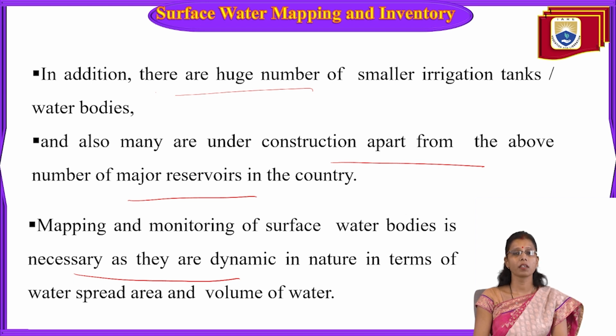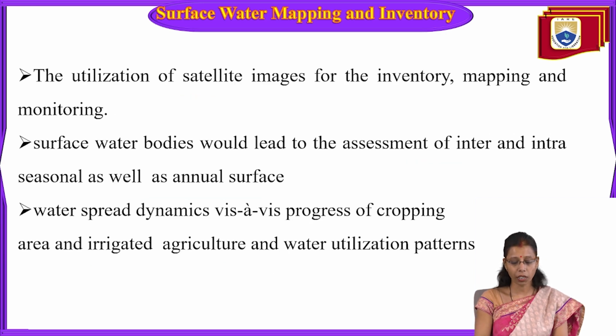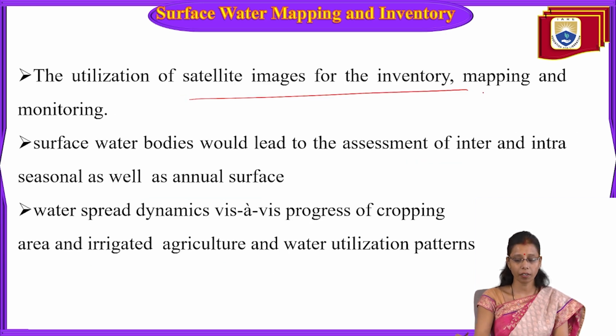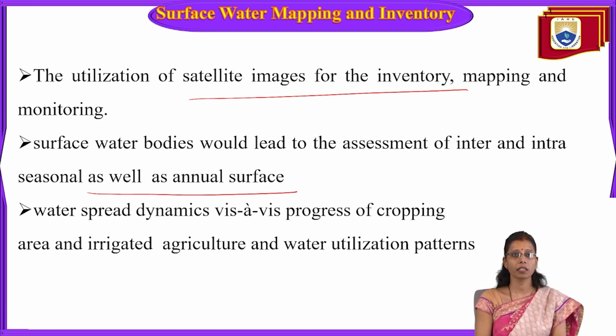We can just assume the future predictions, what the condition of the water here will be. The utilization of satellite images for inventory mapping and monitoring of surface water bodies would lead to the assessment of inter and intra-seasonal as well as annual surface water.